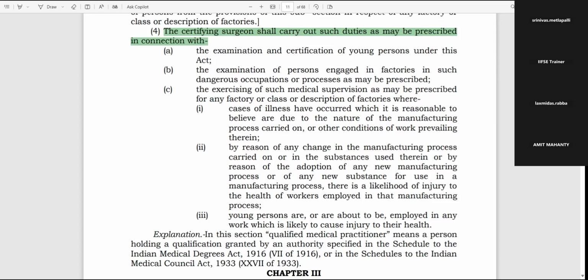Another condition, young persons are about to be employed in any work which is likely to cause injury to their health. In those cases also, they do such medical supervision before appointing any young persons in such an atmosphere.